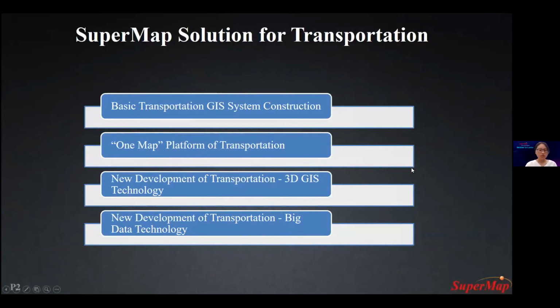The presentation will be introduced from the following 4 aspects. The first one is about how to construct a basic transportation GIS system. Next, we are going to learn about how to further construct a more complete system of transportation business. We call it the transportation one-map platform.